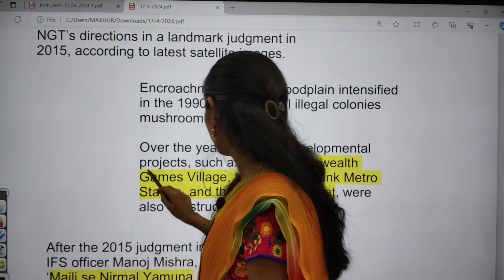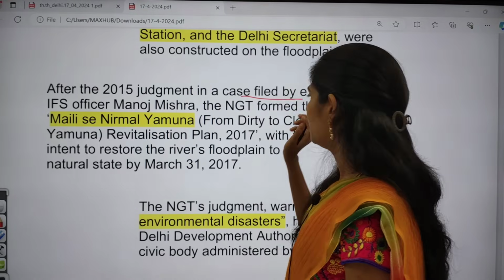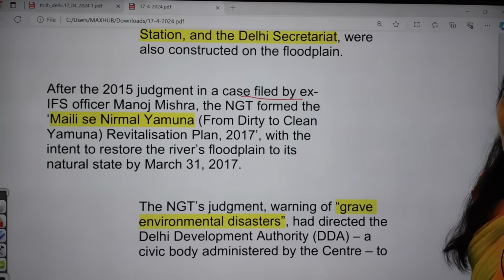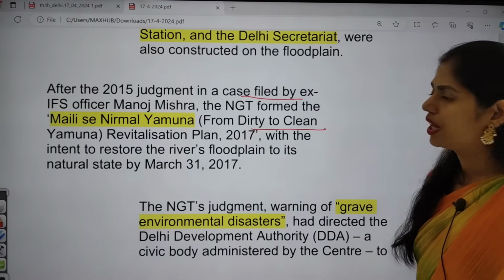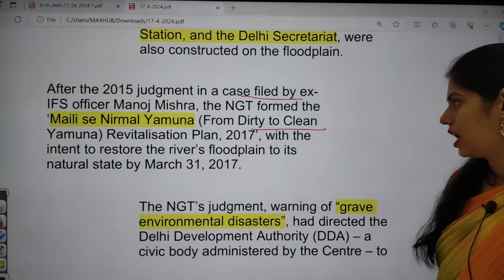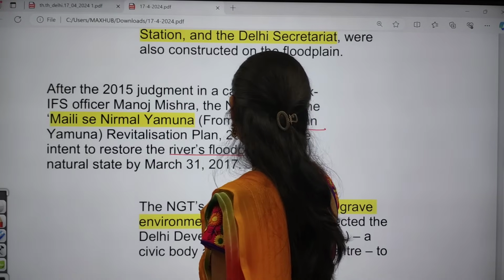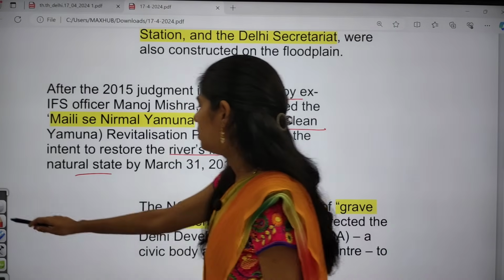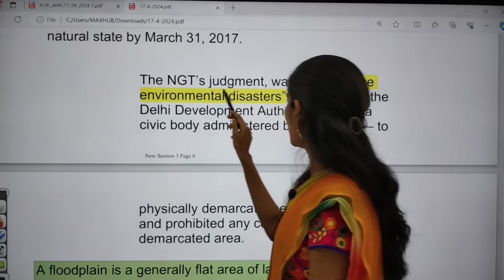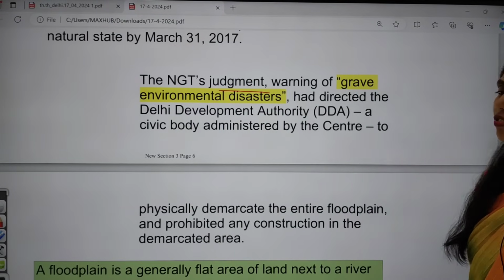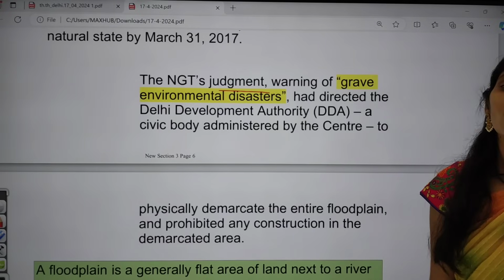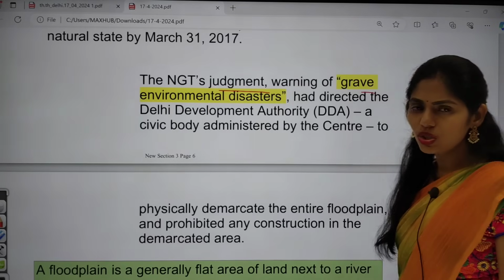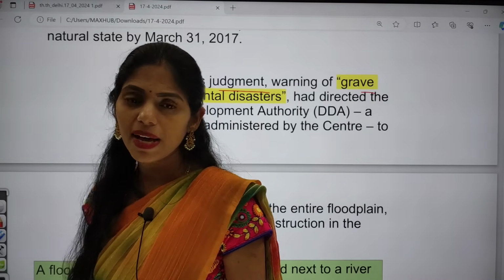After this 2015 judgment, in a case filed by an ex-IFS officer, the NGT later formed the Maili Se Nirmal Yamuna, that is, from dirty to clean Yamuna, revitalization plan of 2017. We especially want to restore the river's floodplain to its natural state by 2070, but the timeline has been crossed. The National Green Tribunal gave a warning that if you do not clear these floodplains, we are going to face grave environmental disasters. Because of this, now we are talking about the physical demarcation of floodplains.